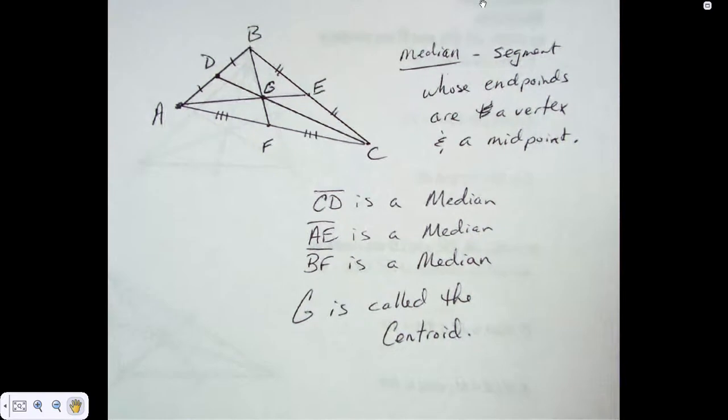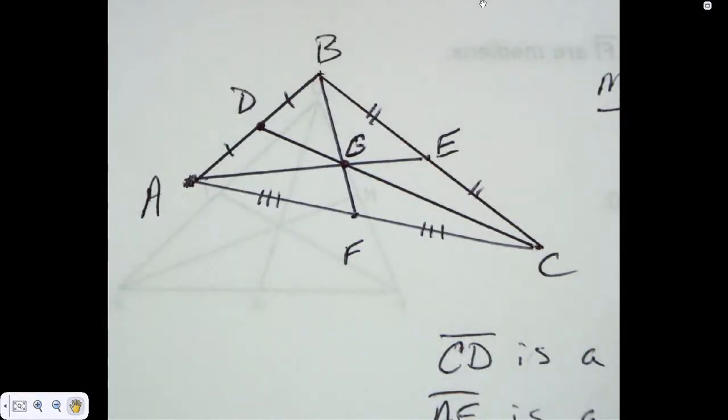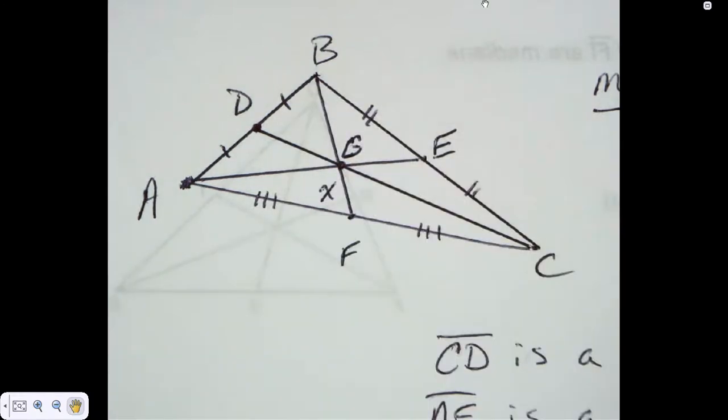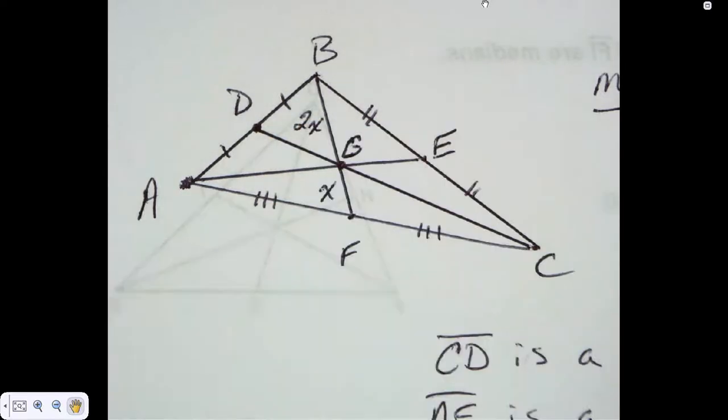Now, I'm going to zoom in a little more. Has everybody got the other stuff down? Because I just want to make this picture a little bigger when I show this to you. Another thing happens at the centroid where the three medians meet. If this distance is x, you know what the distance from here to here has to be? It's 2x.